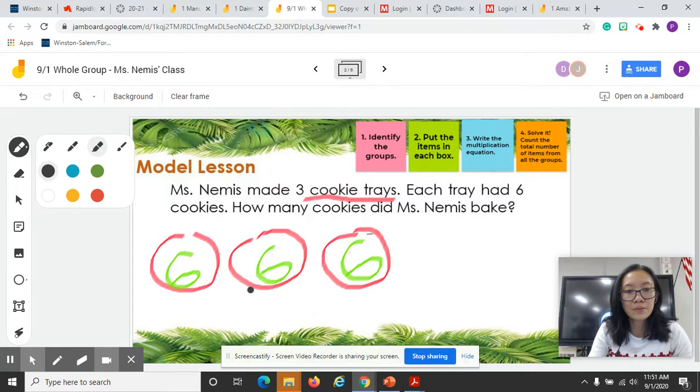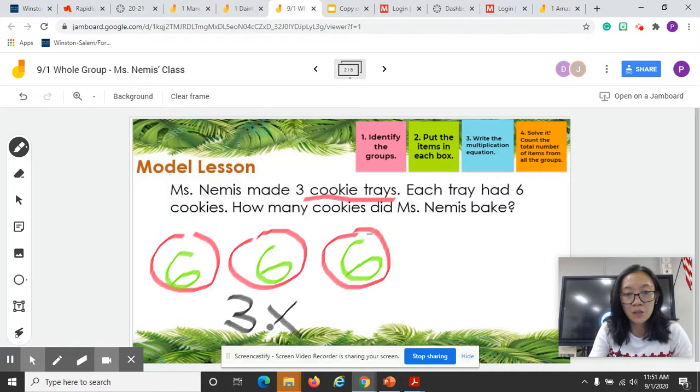Okay, so since there are 3 groups, my first factor would be 3 multiplied by the items in each group, which is 6. So now I have 3 times 6. Now to get the product or the answer to this equation, we have to count off everything in the circles.